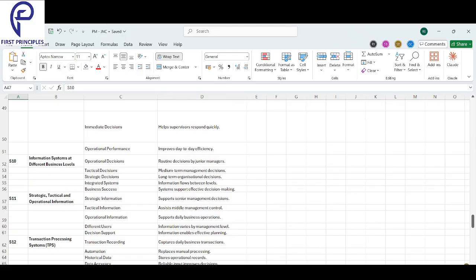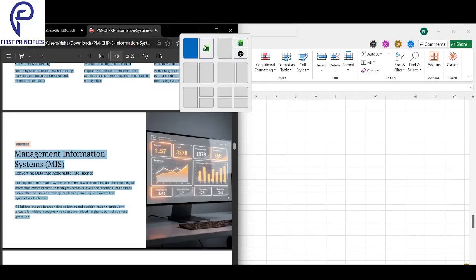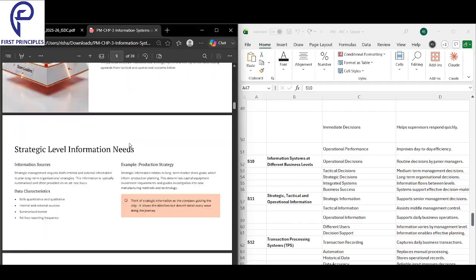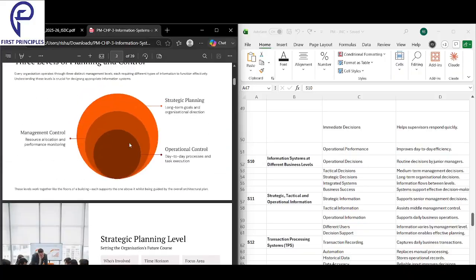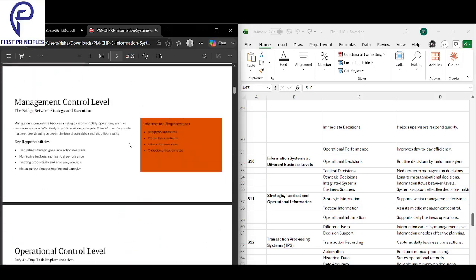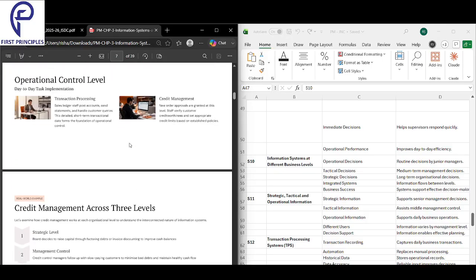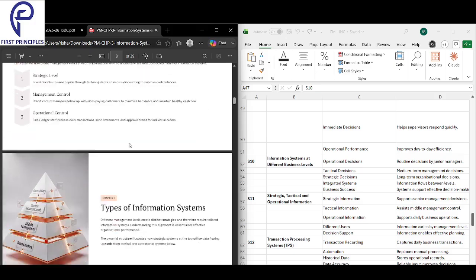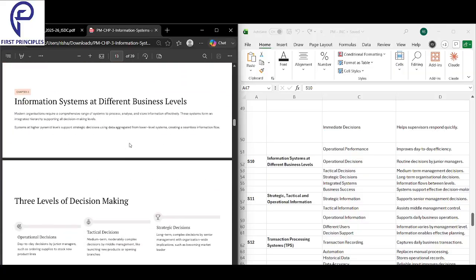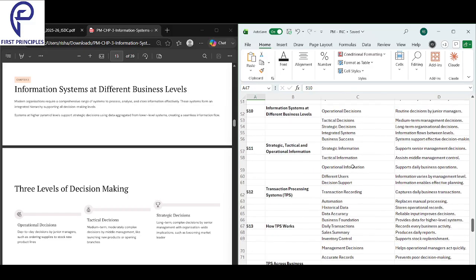Information systems at different levels of management. Let's look into this here. Different levels of management have different information needs. Information systems at different business levels: operational guys need more detailed information day to day, tactical guys need more resource allocation, strategic need more summarized information. Systems have to be integrated so that information can flow, and business success depends upon that.